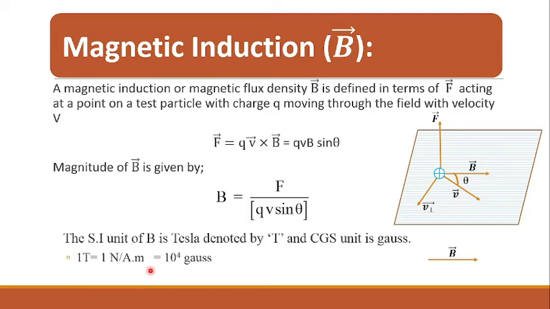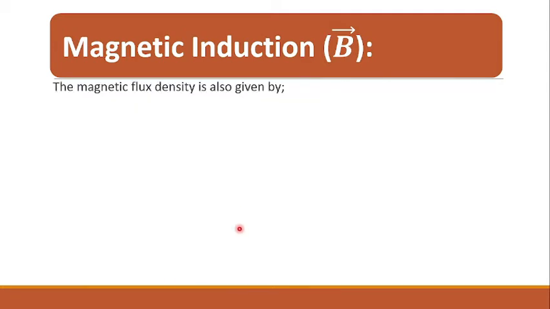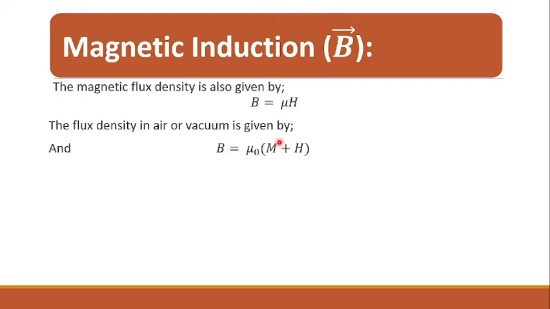So 1 Tesla is 1 Newton per ampere meter, which is equal to 10 raised to 4 Gauss. The magnetic flux density is also given by B is equal to mu into H. So the flux density in air or vacuum is given by B is equal to mu 0 into M plus H. So mu 0 is the permeability of the air or vacuum. In vacuum, M is equal to 0 because no material is present.